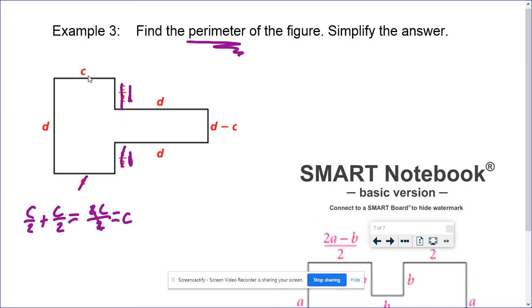Another c, so that's 3c. And then I have a minus c, so 3c minus c is 2c. And then when I add the d's together, 1, 2, 3, 4. 2c plus 4d would be combining all the like terms, which would be the perimeter of that shape.